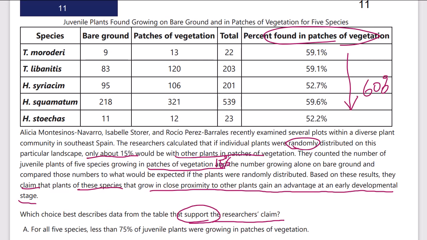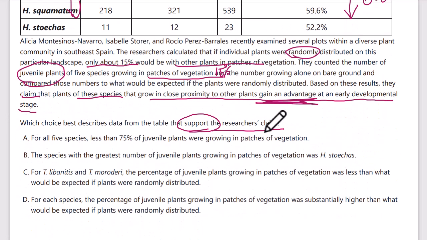So these are youth plants, though. The claim here is that individual plants generally, these are juvenile plants. So maybe when they're young, they have to be interspersed among other vegetation to gain some advantage to help them survive. Okay? So what data from the table helps us support that? Well, it's the fact that it's 60% for all the species that are juvenile plants, much higher than you would expect from random distribution. They seem to necessarily need the extra vegetation for support.